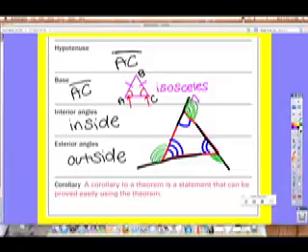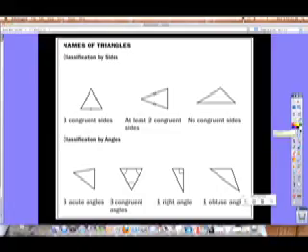So right here, we're classifying it by sides. So this triangle has this side congruent to this side, congruent to this side. So it has 3 congruent sides. Do you know what kind of triangle it is then? What's the vocab word? Perfect, equilateral. Can you spell it though? Equilateral.